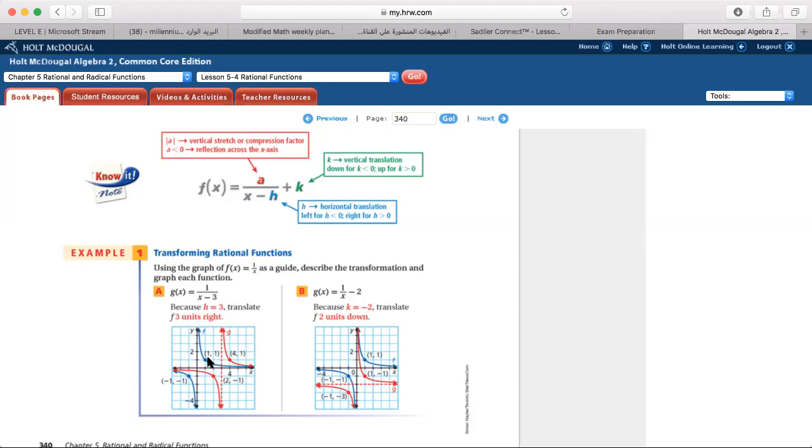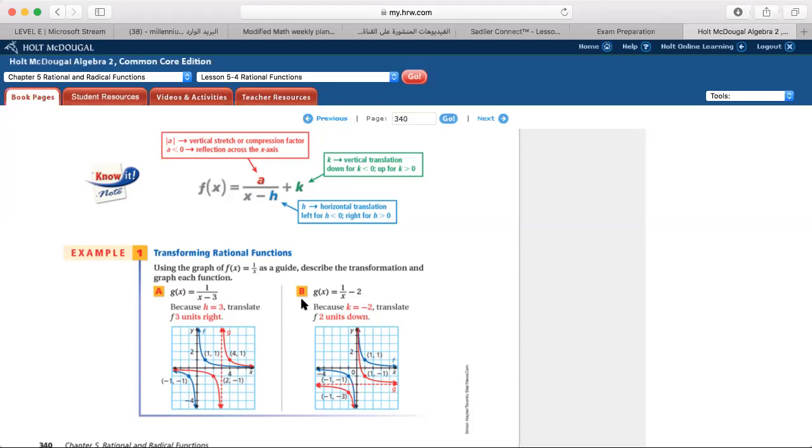I move 3 units in the x direction because it is moved 3 units to the right, so it is a horizontal translation, so I moved 3 units to x only. So 1 plus 3 is 4. And the other point here is -1 and -1. Since it is a horizontal translation, 3 units to the right, I added 3 to -1. -1 plus 3 is 2. So the new point will be 2 and -1.